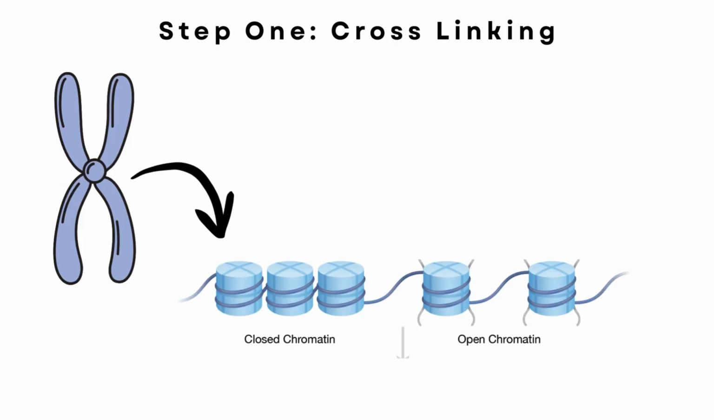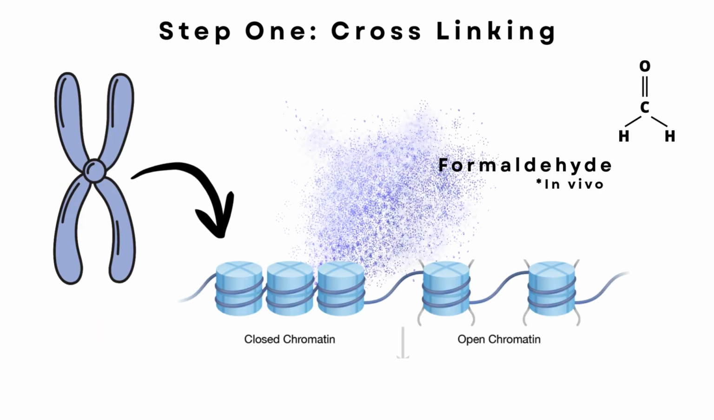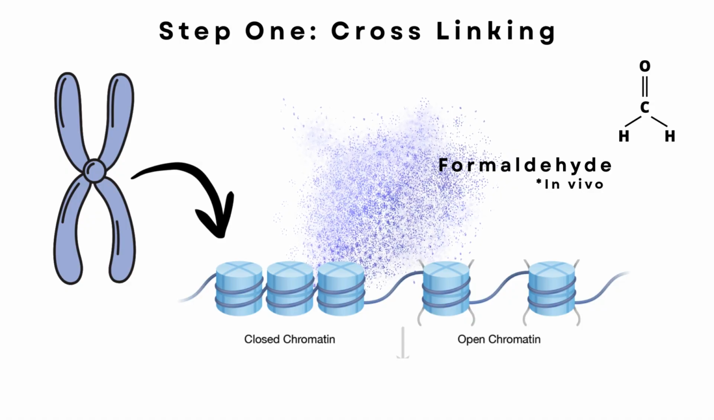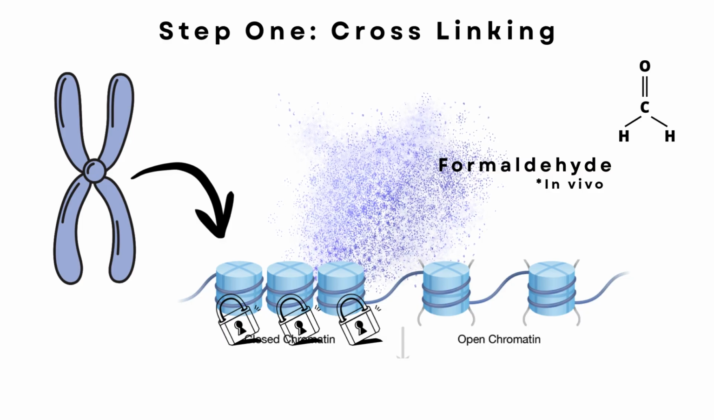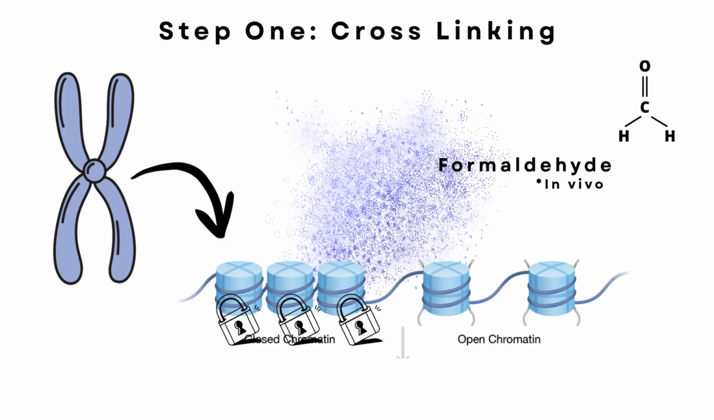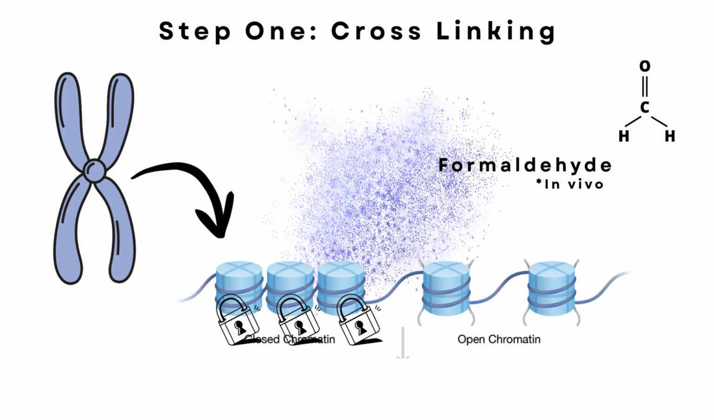In the first step, cells are treated with formaldehyde, which forms covalent bonds between proteins and DNA. This chemical fixation will lock the proteins and DNA at their location in the genome and is more efficient in closed chromatin than it is in open chromatin.